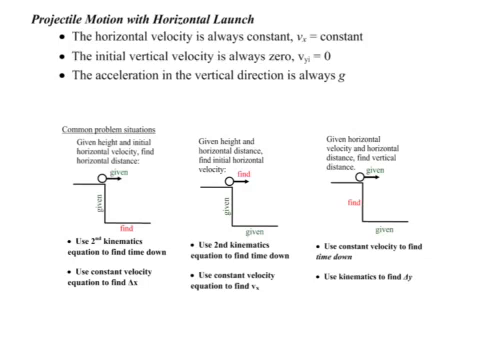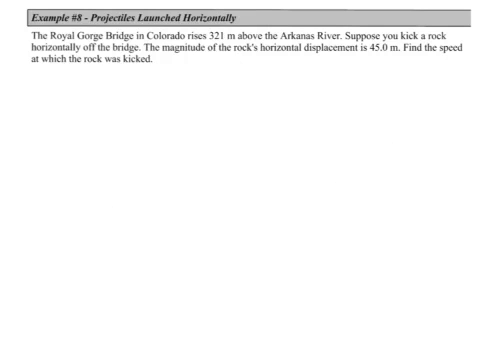Now when you've been given the horizontal velocity and the range, you need to find the height of the table or the cliff or whatever it is. You're going to first use the constant velocity equation to find the time down, and then use a kinematics equation to find the vertical height. Look back at this situation right here. This is the situation we're looking at. We're going to use our second kinematics equation to find the time down, and then use constant velocity to find Vx. So let's look at a problem involving this horizontal launch business.